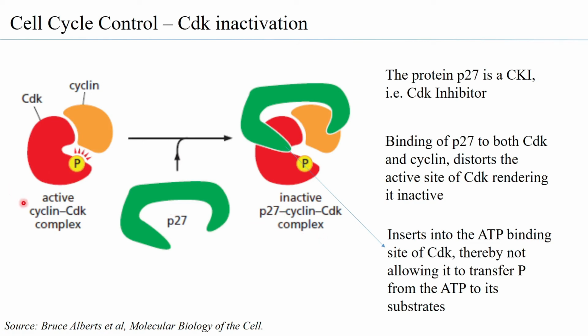So you can see how an active cyclin CDK complex can be inactivated by binding of the P27. These are nothing but CDK inhibitors. So this is an understanding of how the key regulatory molecule is also under control or can also be controlled.